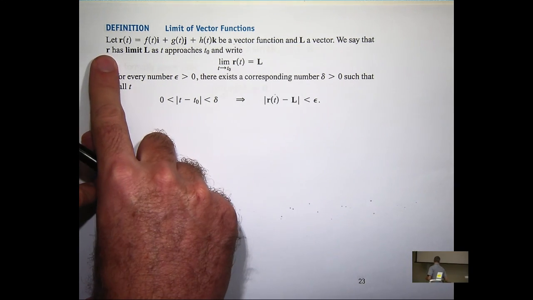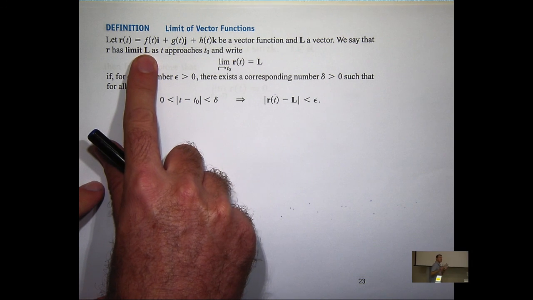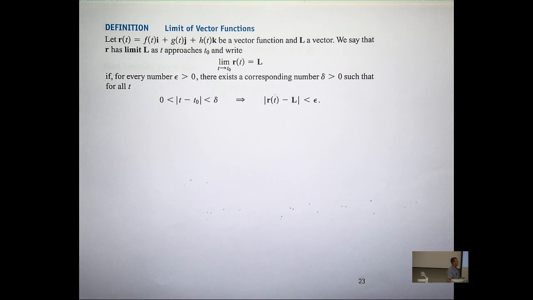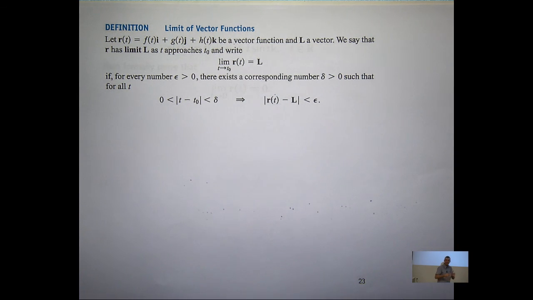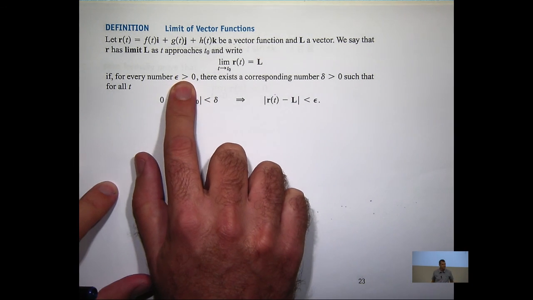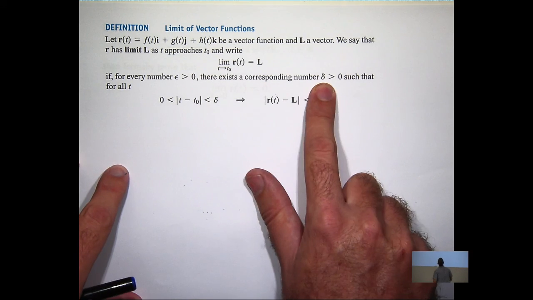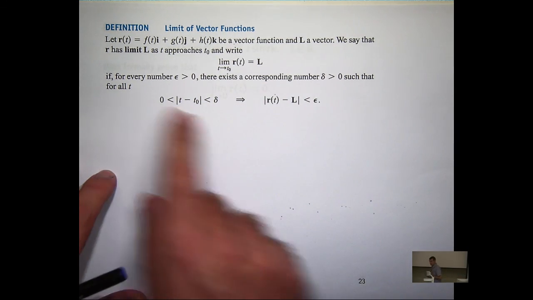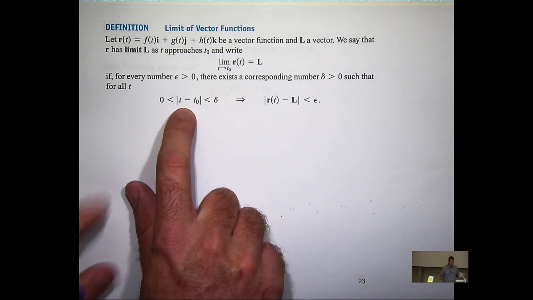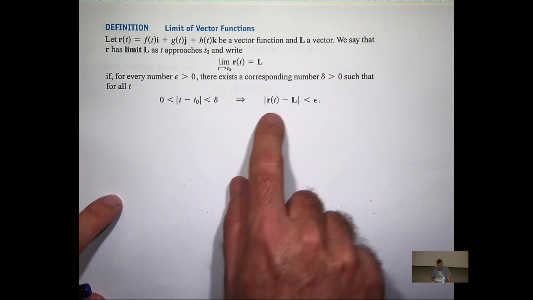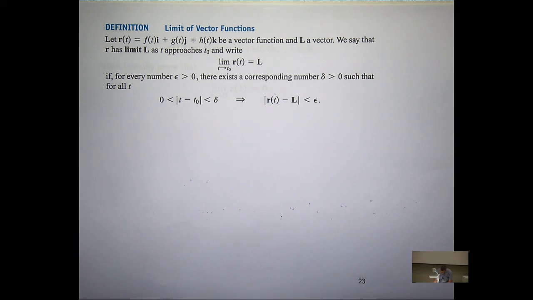We say that the vector function R has a limit, vector L, as t approaches some number t naught, and write this, if for every positive number epsilon there exists, or we can construct, a positive number delta such that if t is in this interval here, then the magnitude of the difference between the vector-valued function and its limit can be made as small as we want.